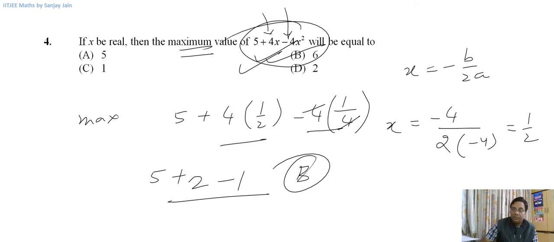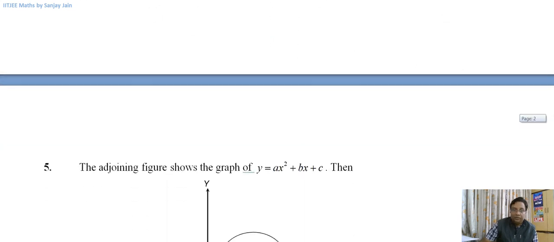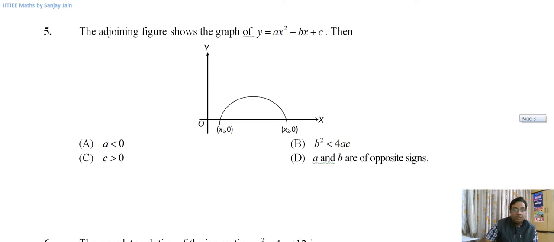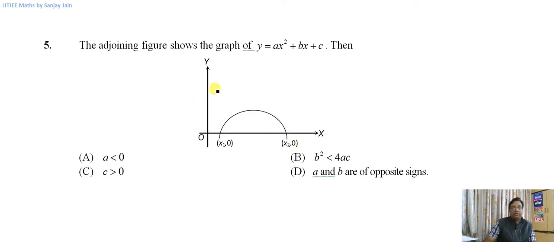I hope you still remember how to calculate maximum and minimum values of quadratic polynomial expressions. The adjoining figure shows the graph of y = ax² + bx + c. These kind of questions also we have covered in the polynomials chapter, right? Then we need to talk about signs of a, b and c, and then we need to check all these options. So a less than 0: graph is opening downwards, so obviously a is less than 0. It is the correct option.